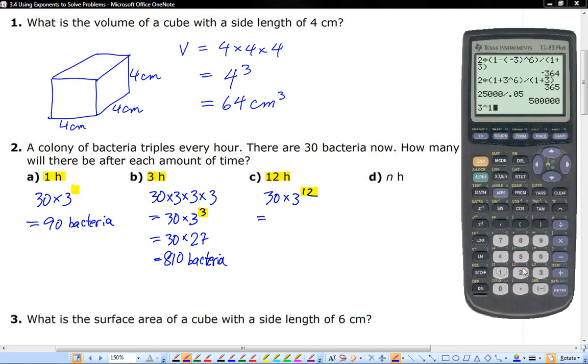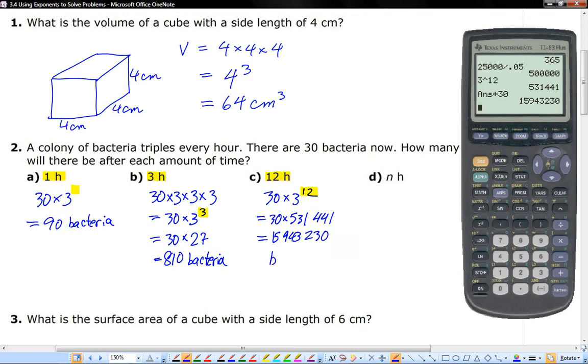3 to the power of 12 is equal to 531,441. If I multiply that by 30, then I get a very large number. This is 15,943,230, and that's the number of bacteria.